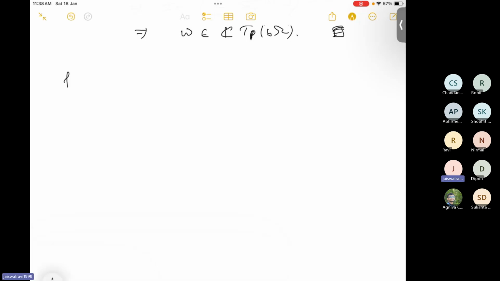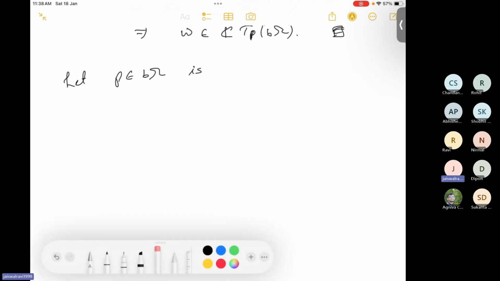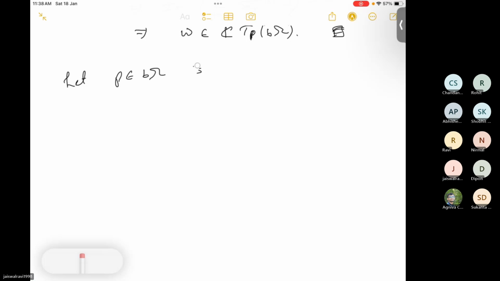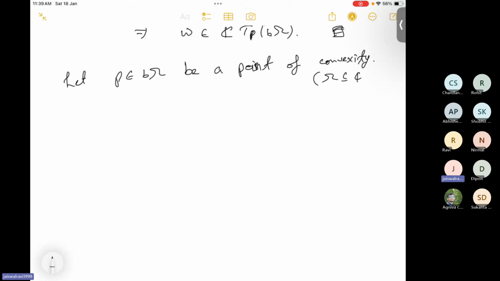Let P, which is a point of boundary omega, be a point of pseudo convexity. So now we'll write, and we know omega is a subset of Cn. Now we'll write this convexity using the defining function.